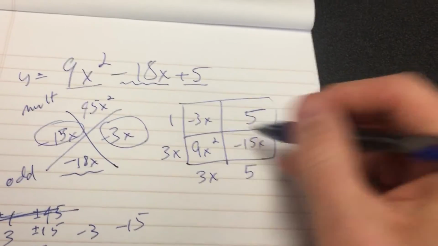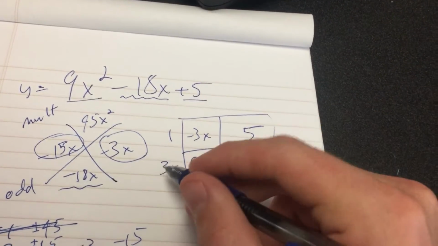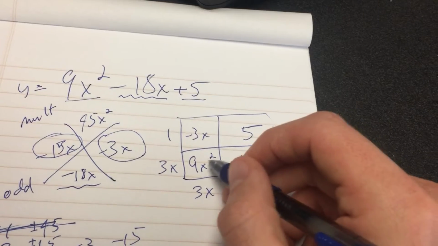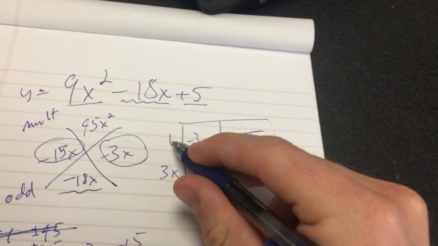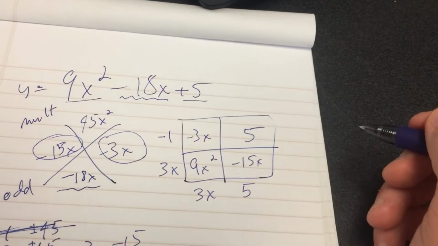Okay, so now you've got these negatives. Something's going on with the negatives. So, like I said, these two are correct. 3x and 3x do make 9x squared. Okay, but 3x times 1 is not negative 3x. So that must be a negative 1.